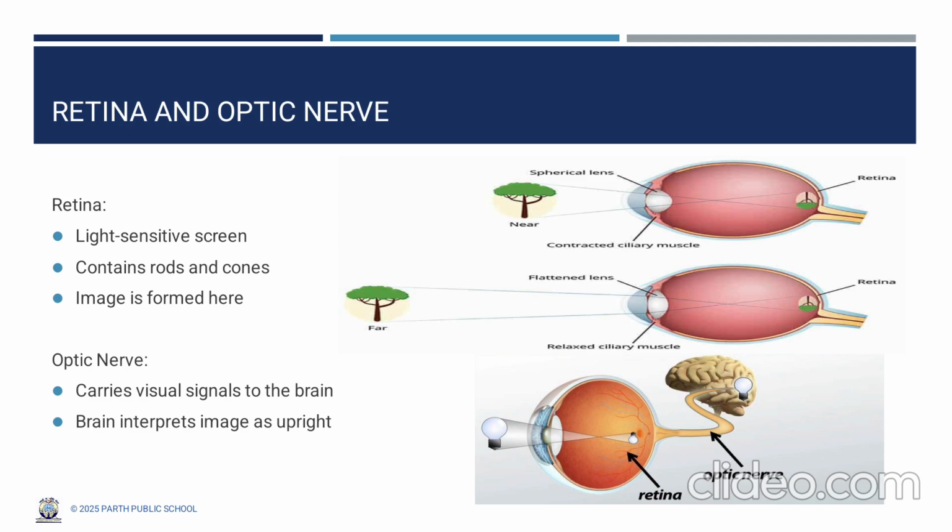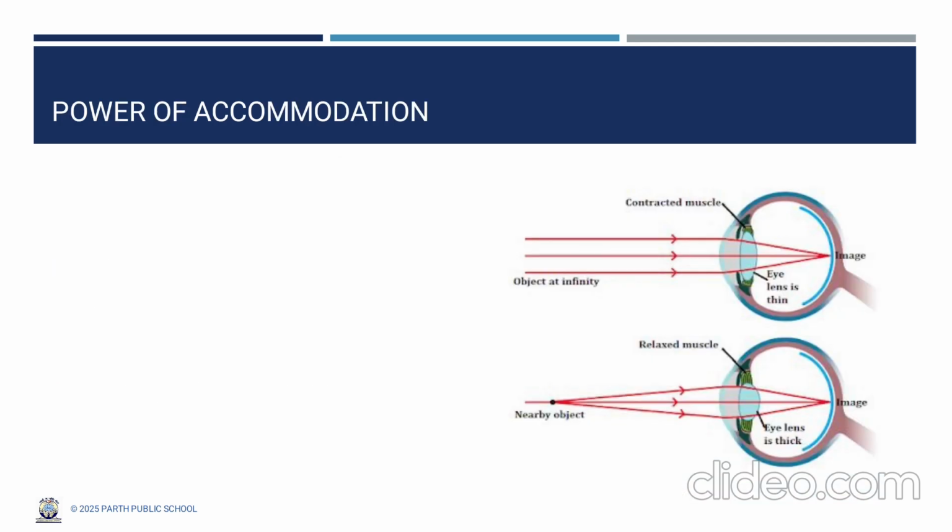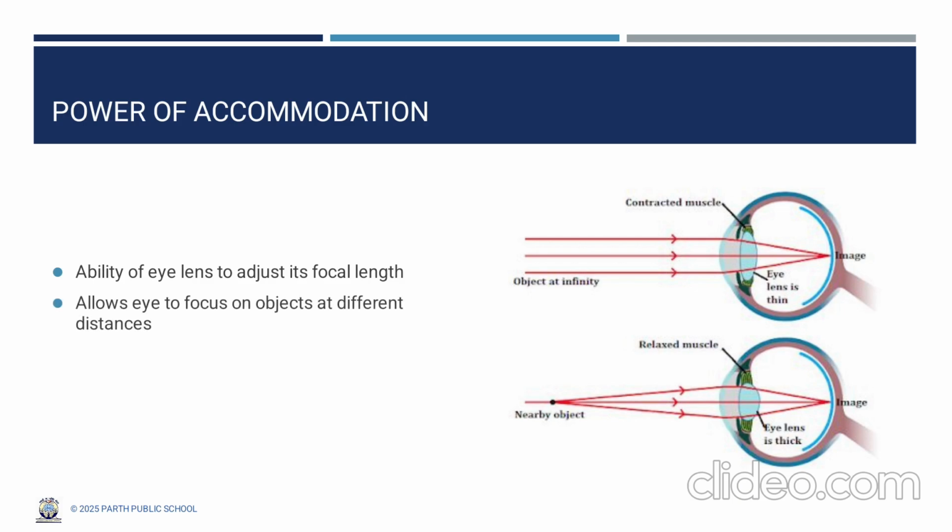The next important part is the optic nerve. It is a very important part. The image formed on the retina is sent to the brain via this optic nerve. It carries visual signals to the brain, and then the brain interprets the image as upright. It changes its direction. This is also a very important part.